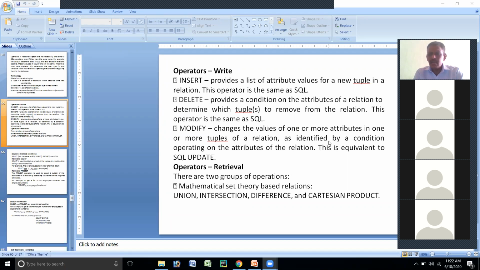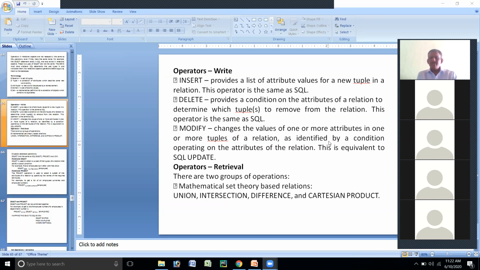That means one complete record will be deleted. All the attribute values will be deleted, based on the condition given on the column called remarks. Is it clear? Insert adds, delete removes. The uses of both are the same in both cases, in relational algebra as well as SQL. We go for the third one, modify.